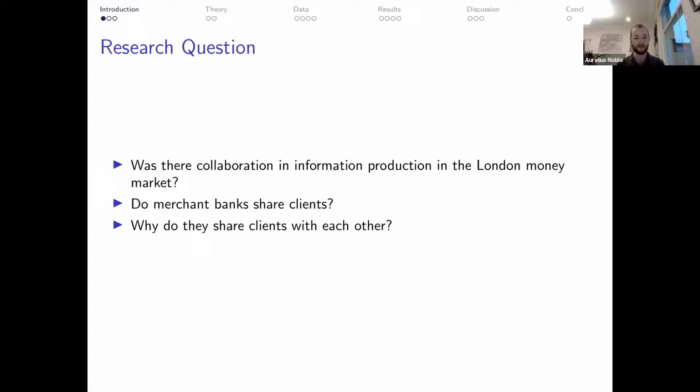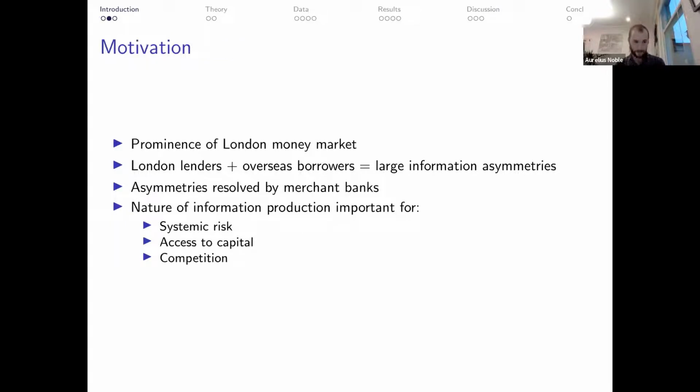And beyond that, it's about thinking where these clients are shared, and why these banks might be sharing those clients with each other. Obviously, London was central to global financial markets in this period, and in particular to providing short-term borrowing facilities. It was in this role that it really connected lenders in London to a huge variety of overseas borrowers who were often relatively small firms, right?